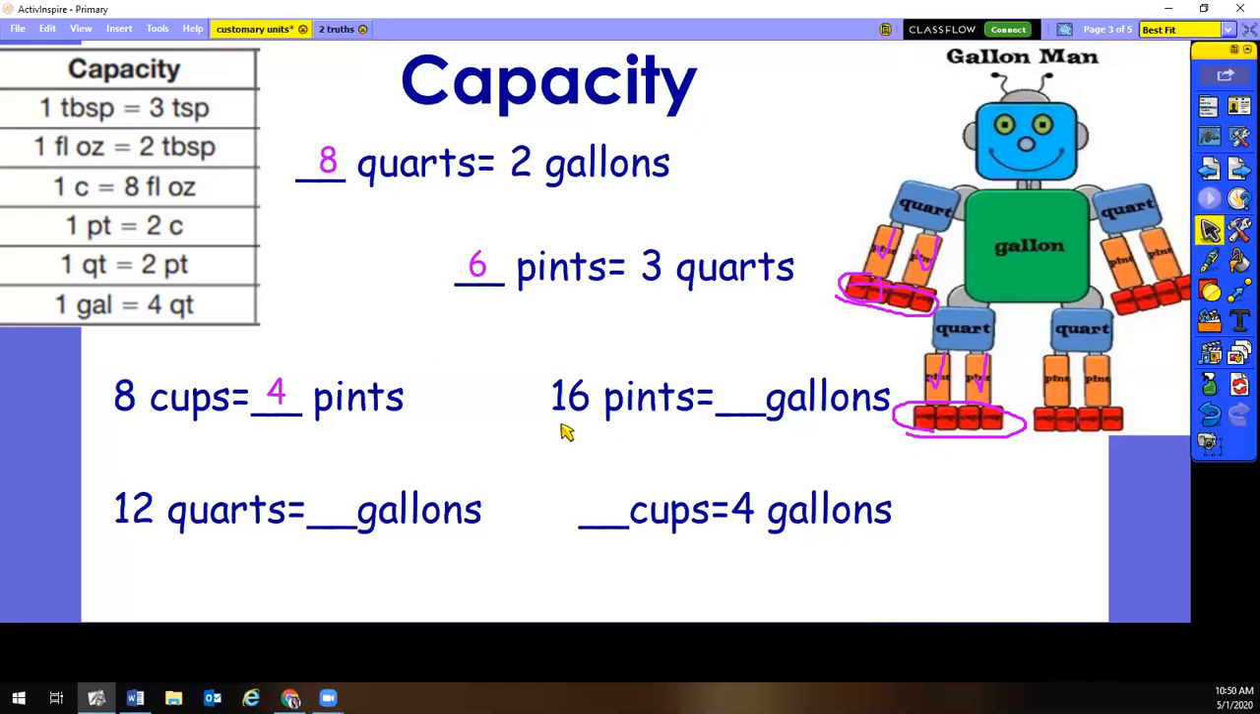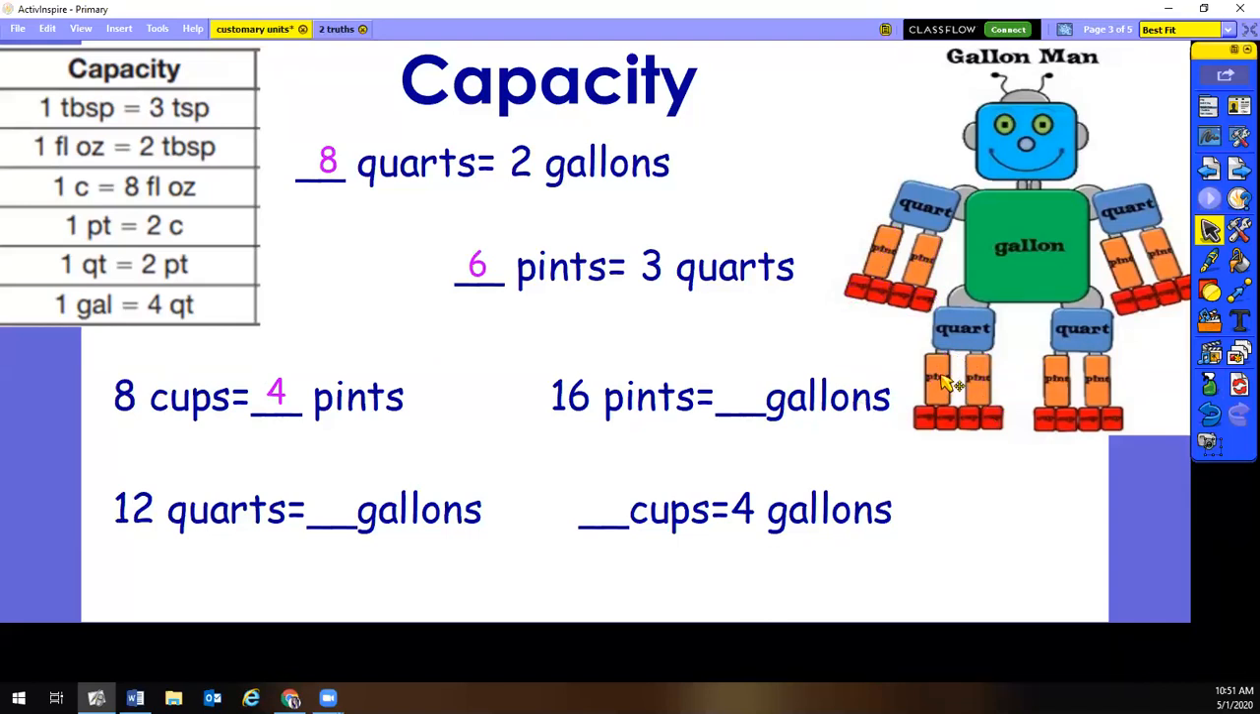All right, let's try this one here. Let's go across. And then I'm going to let you do these last 2 on your own, like we did with time. You're going to pause the video and then we'll come back and check it together. So let's do this last one. 16 pints to gallons. So again, let me clear off our drawings over here.